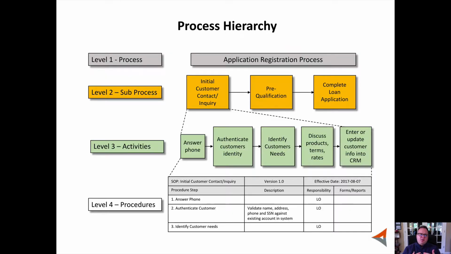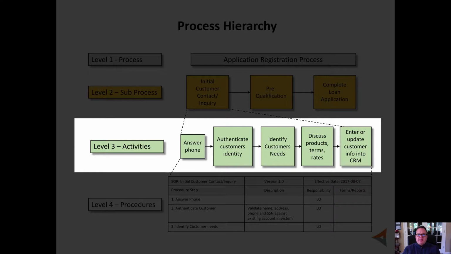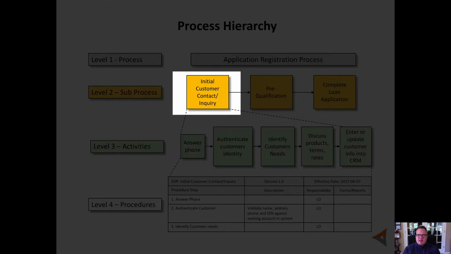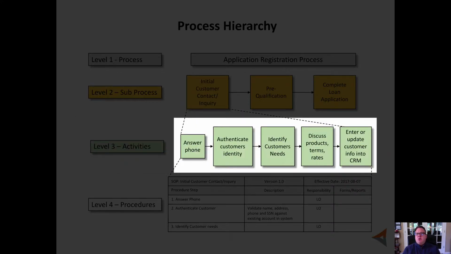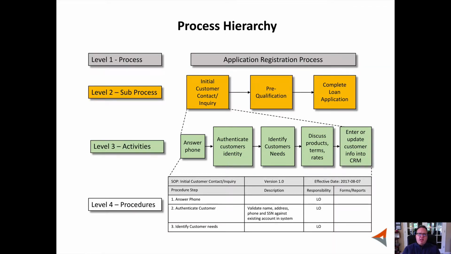And then you'll see as we go deeper into level 3, it takes the level 2 sub-process and actually blows that out into even more level of detail. So when an application is being registered, the sub-process of making that initial customer contact includes answering the phone, authenticating the customer's identity, identifying what that customer's needs are, discussing products, terms, and rates, and entering that information into the CRM. So that's documenting the initial customer contact inquiry of the level 1 process of application registration.